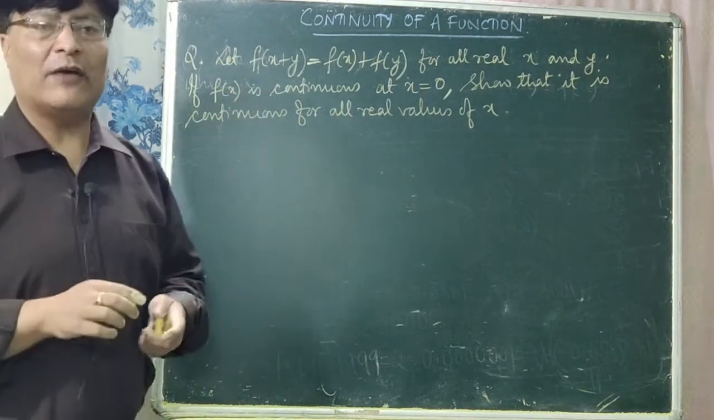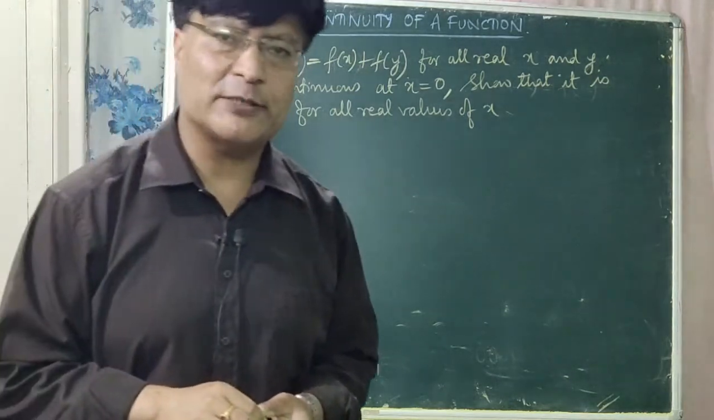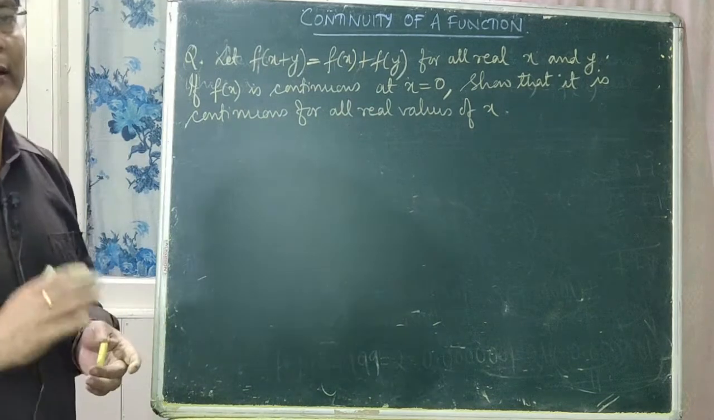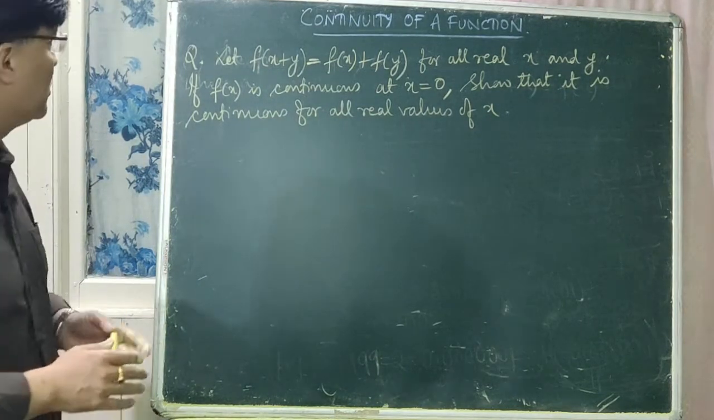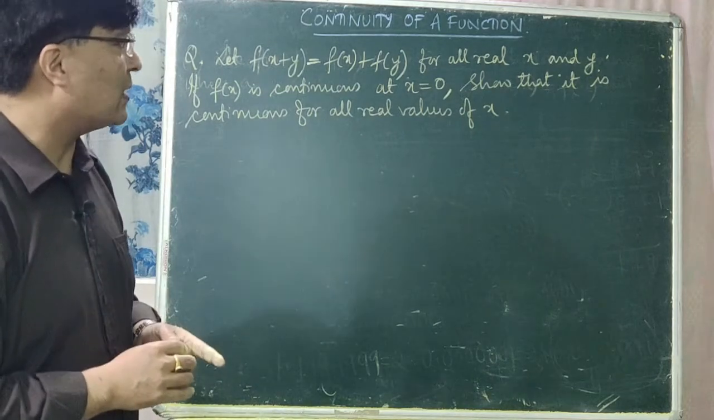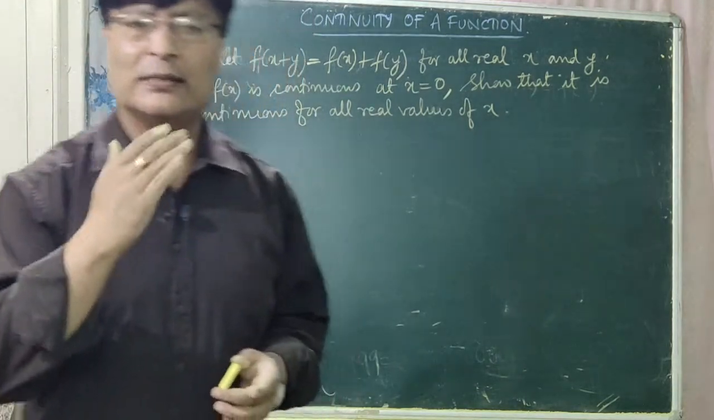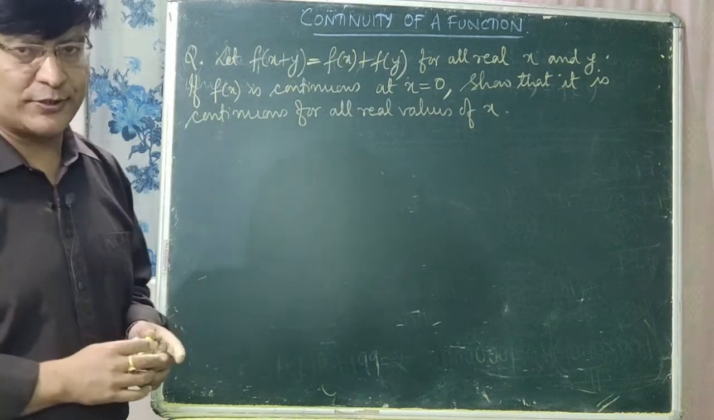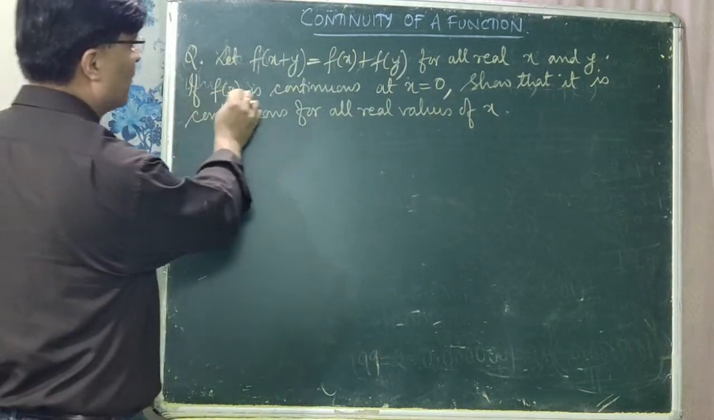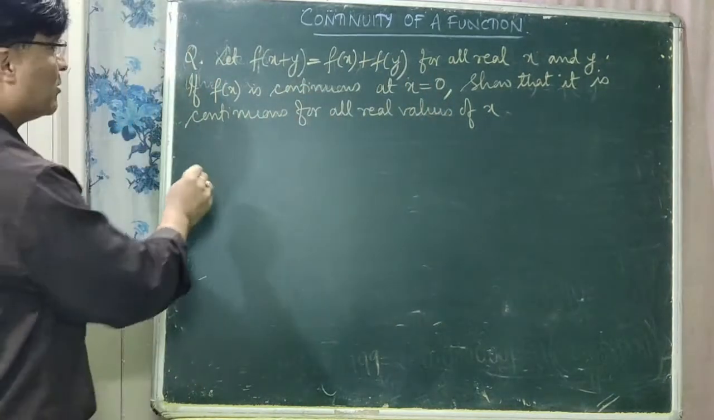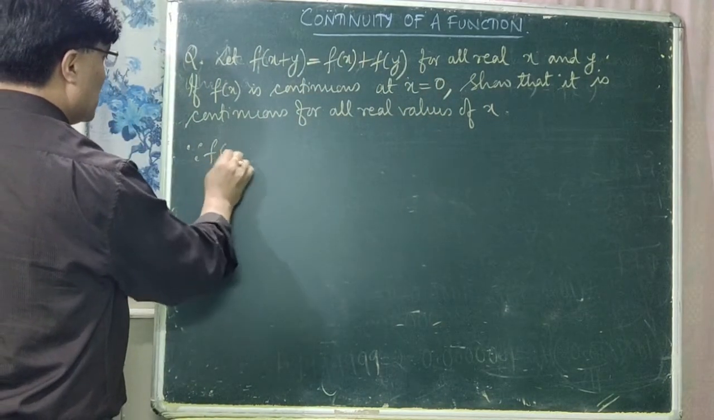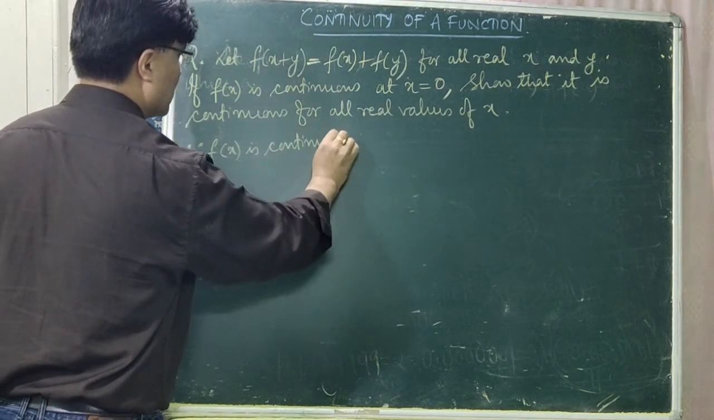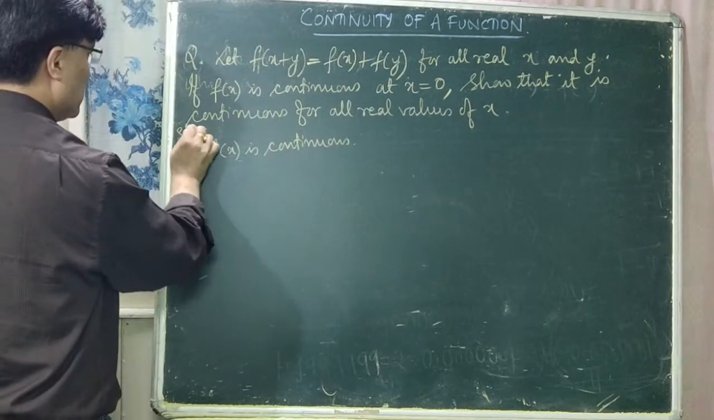Given here is f of x plus y is equal to f of x plus f of y. It is given. Okay. For all real values of x and y. That is, x and y are the defined values. If f of x is continuous at x is equal to 0, you have to show that this function of f of x is continuous for all real values of x. So what is given here? Since f of x is continuous at x is equal to 0, what can you write? Since f of x is continuous, so this is your solution, right?